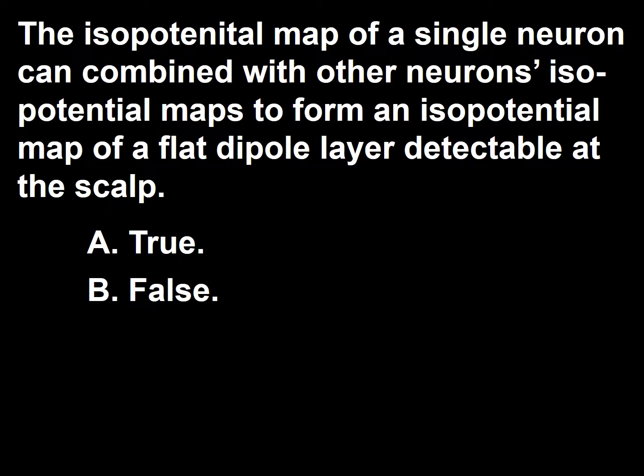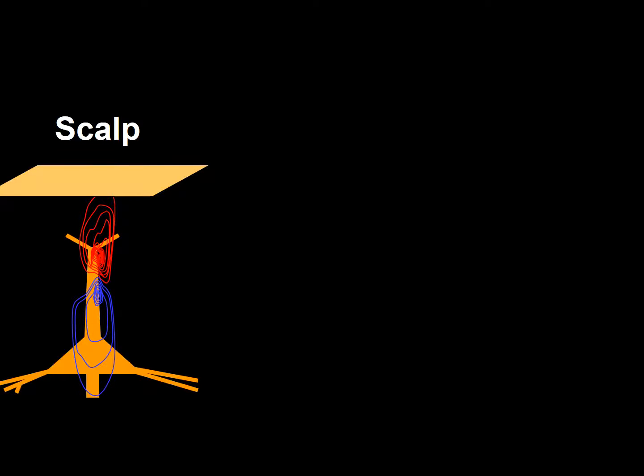Next question. The isopotential map of a single neuron can be combined with other neurons' isopotential maps to form an isopotential map of a flat dipole layer detectable at the scalp. A true, B false. Each activated neuron will create a dipole. A dipole will create current lines. Current lines can be represented by isopotential lines, from which an isopotential map can be crafted. This is all true, but only experimentally, because the field created by single neuron is not enough to be detected at the scalp.